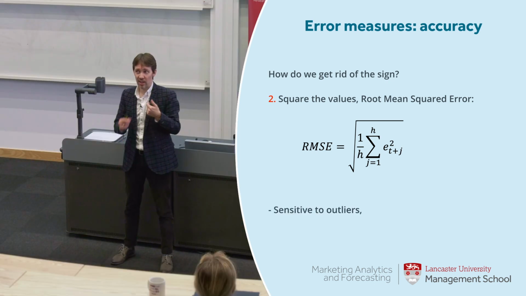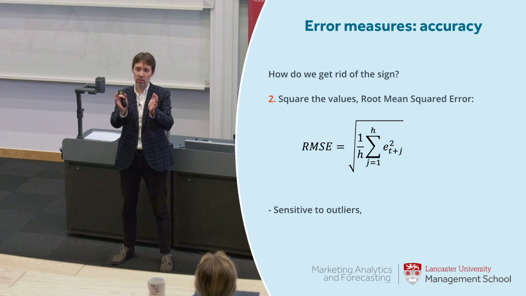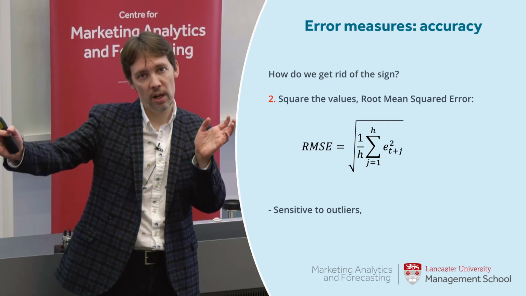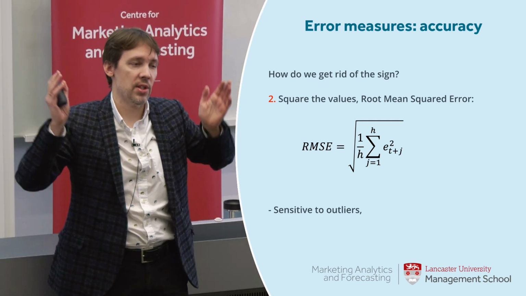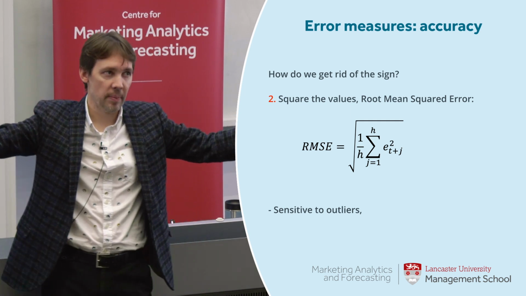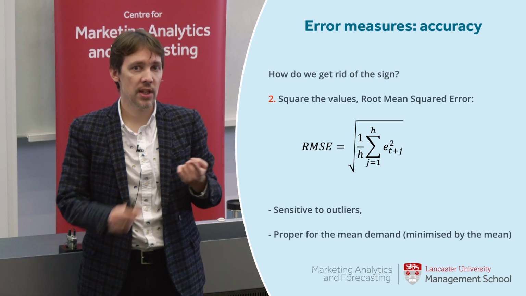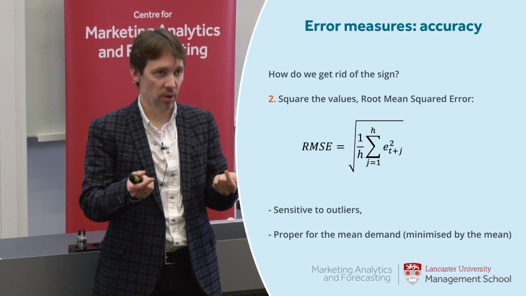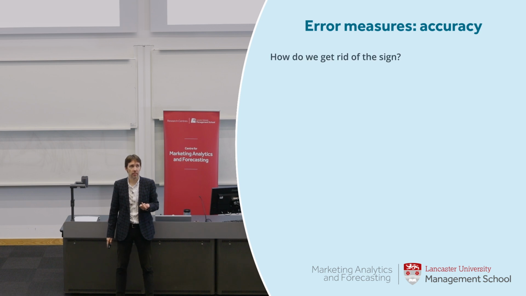It is unfortunately sensitive to outliers. So if you have a big value, let's say all your errors were around 10 units, and then all of a sudden you had 100, then squaring it will expand the error measure, right? Because instead of 100, now we have 10,000. So it is sensitive to these situations, but it is actually proper for the mean demand. So if your model produces mean forecasts, then this thing will measure your mean forecasts, and it is minimized by mean.